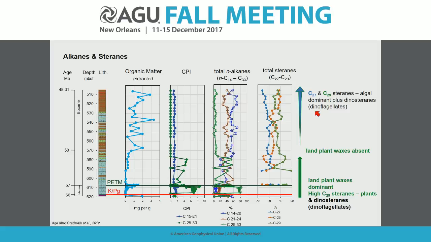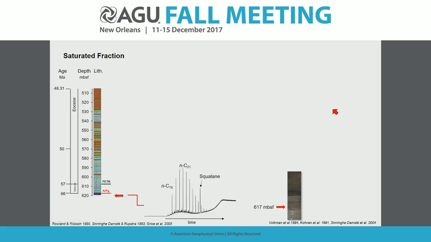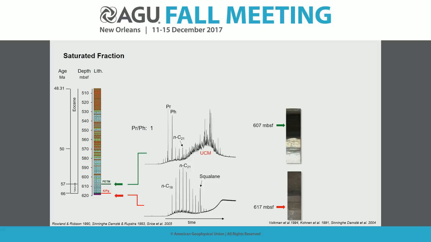However, C27 and C29 steranes, coming from cholesterol and C29 sterol, suggest algal dominance, plus we have dinosteranes coming from dinoflagellates. So quite a bit of variation in terms of some of the other important features. These samples are shown here from the saturated fractions of the three representative samples. In the lower sample, we have alkanes and squalane.